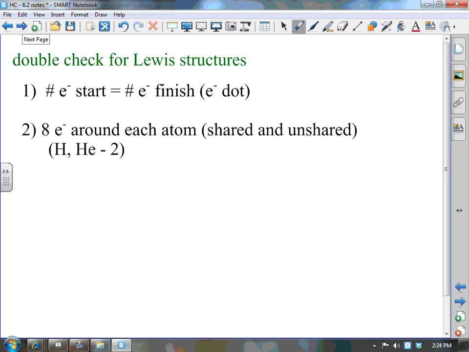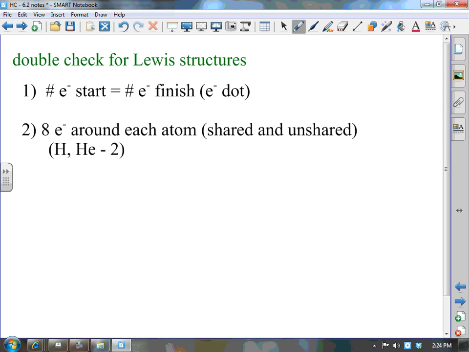All right, so here's how you double check the Lewis structures. This just makes sure that what you're drawing is good and you don't have to worry about any issues. First of all, when you count up your electron dots, the number of electrons you start with has to equal the number of electrons that are in your final drawing. If they're not equal, then you got an issue. Number 2, don't forget the octet rule. Every atom is going to have 8 electrons around it somehow, some way. Any combination of shared or unshared electrons, totaling 8. Again, the exception being hydrogen and helium, which are only ever going to have 2.